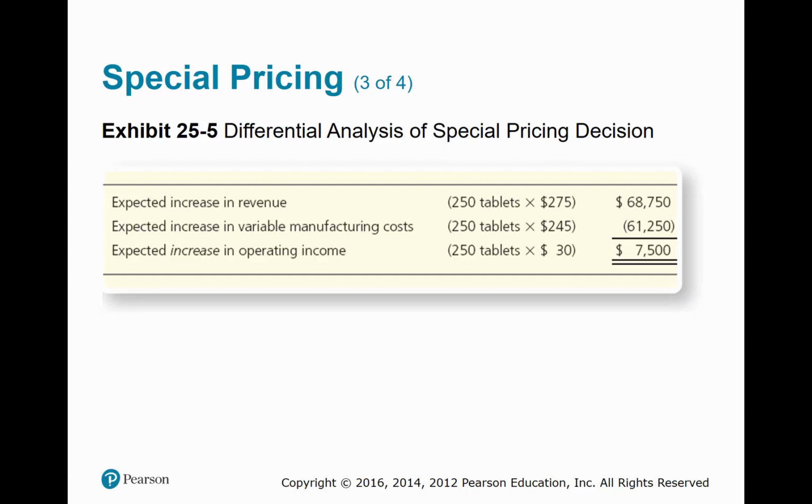Anyway, okay. So here's the differential analysis: expected increase in revenue. If your revenue goes up, then your variable costs will go up, which will give you an expected increase in operating income. Why do we not consider fixed costs in our differential analysis? Because fixed costs are fixed and they don't change. In differential analysis, we're only looking at what would be different with the special pricing, okay?